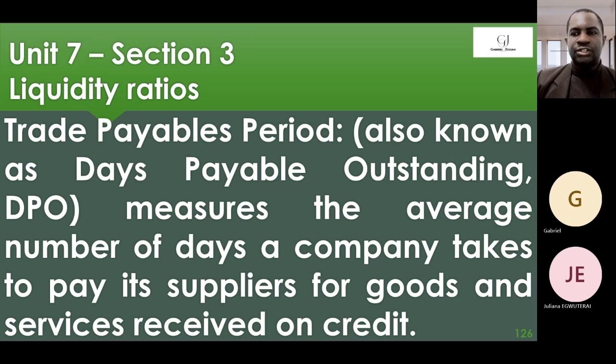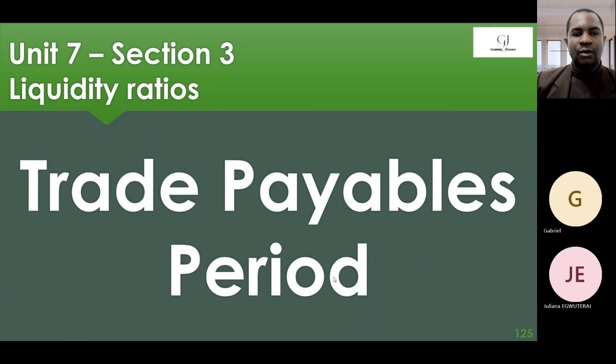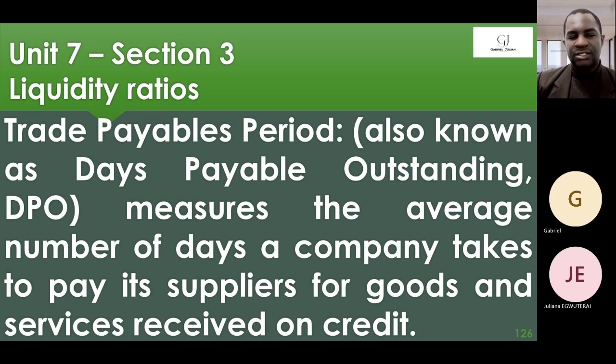So it's also known as days payable outstanding, just like the receivables is known as days sales outstanding, which measures the average number of days a company takes to pay its suppliers for goods and services received on credit. Take note, on credit. The same way companies sell on credit is also the same way they buy on credit. Most of the credit terms are stated in the agreement or in the SLAs, the service level agreements, or the contracts signed by both companies.